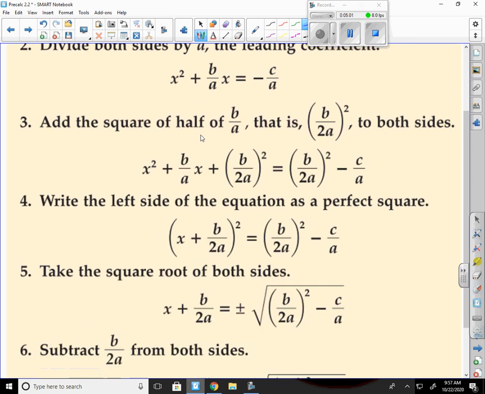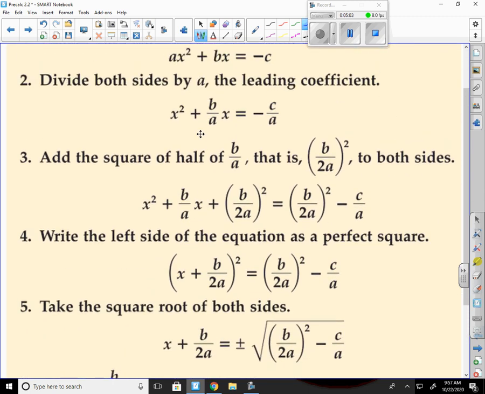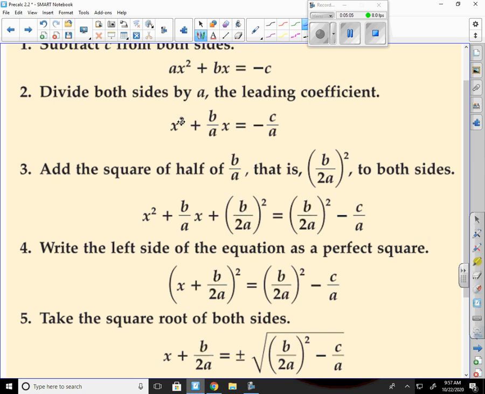Now let's continue to finish the procedure. I will then add the square of half of b over a, that is b over 2a squared, to both sides.